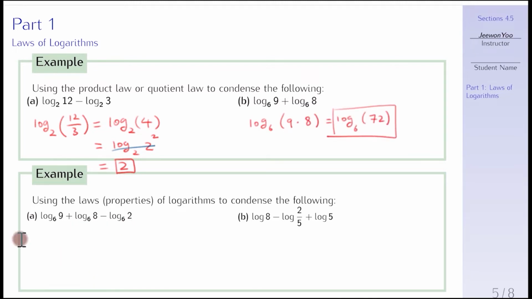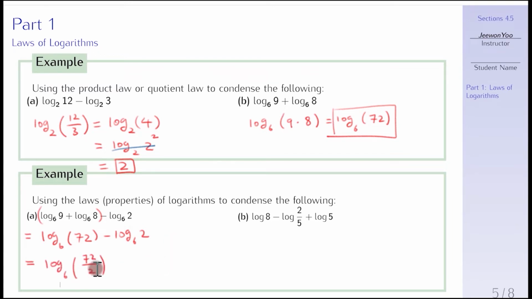Part A. Condense the following. Log base 6 of 9 plus log base 6 of 8 minus log base 6 of 2. We have now 3 terms here. First, we're going to use the product law to combine the two things into one. But did you notice that 9 times by 8 is 72? And then log base 6 of 72 minus 2 means division using quotient law.